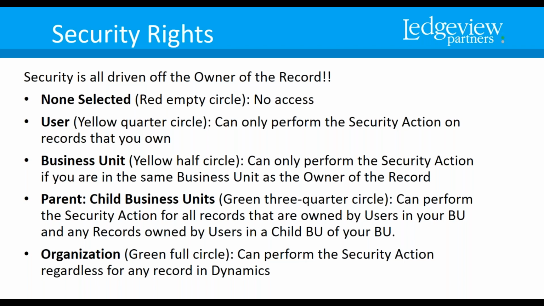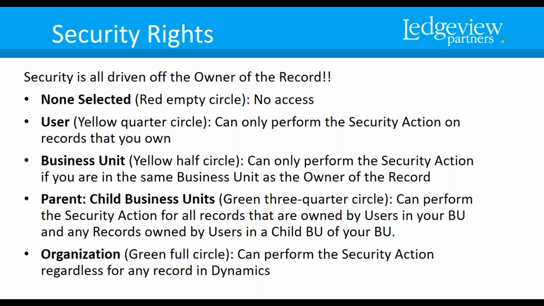Business unit. This is one that becomes very important. If you only have one business unit, business unit and organization mean the exact same thing, because there's only one business unit. For a business unit, it's a yellow half circle. You can only perform the security action if you are in the same business unit as the owner of the record. If there's only one business unit, well, everybody's in the same business unit, so you're going to be able to perform that action for every single record. So it's the same as organization.